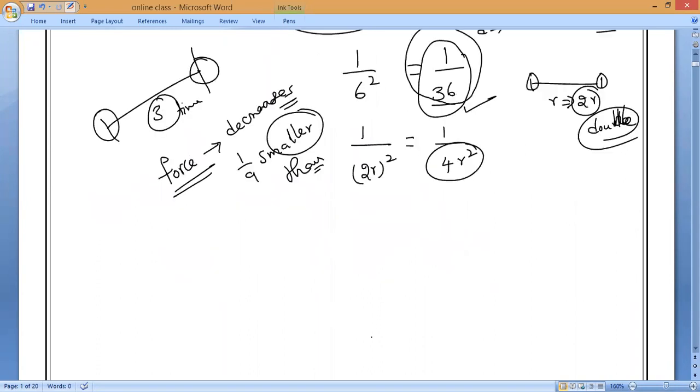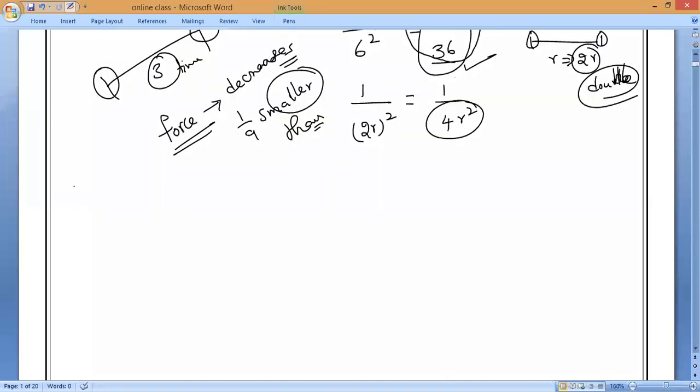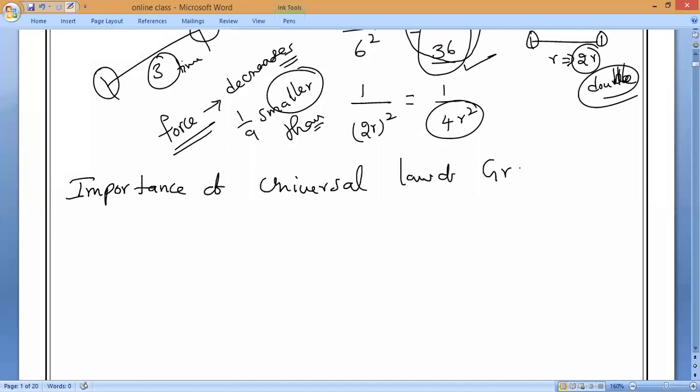Now, let us come to today's class. As we know, we are going to study the next concept, called the importance of the universal law of gravitation. So all of you please write the heading: Importance of universal law of gravitation.